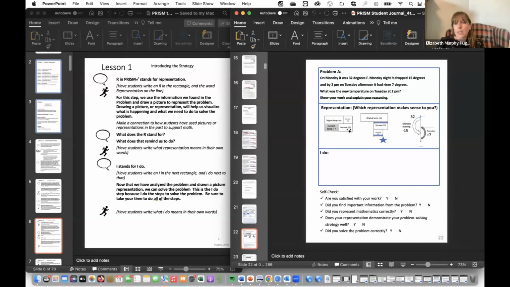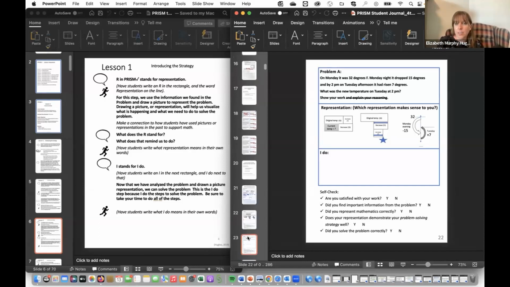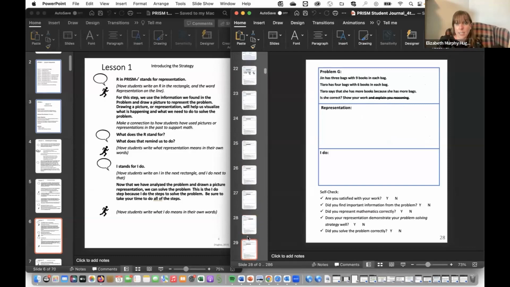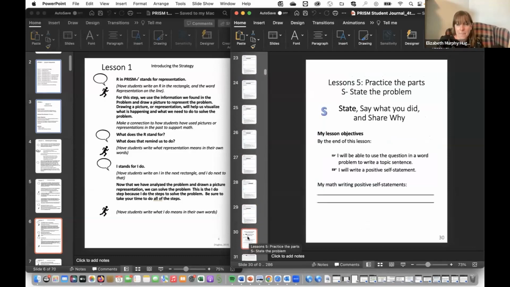So looking at, okay, well, there's the problem. We've already kind of talked about how to address the problem. So they would be applying that now. And now we look at the representation, and then they can write up the equation. And then we have some self-checking there just for reference. Then we scaffold it back: draw your own representation. And we have different problems. Teachers can always provide a representation if there needs to be greater scaffolds here.